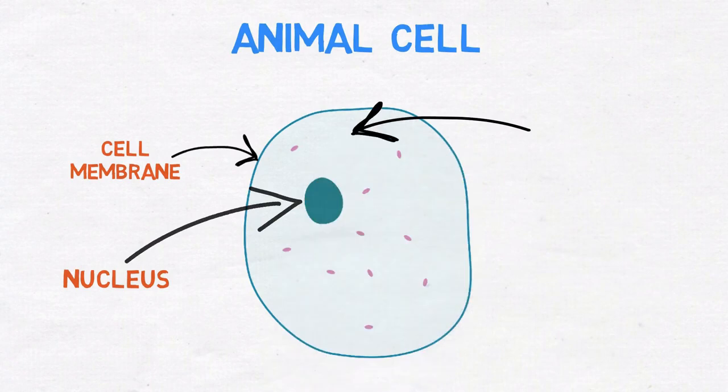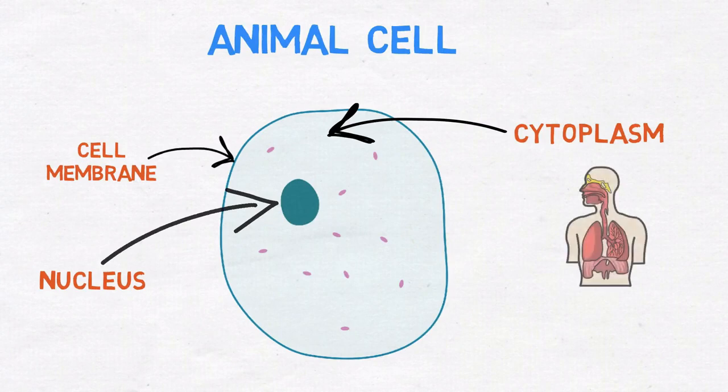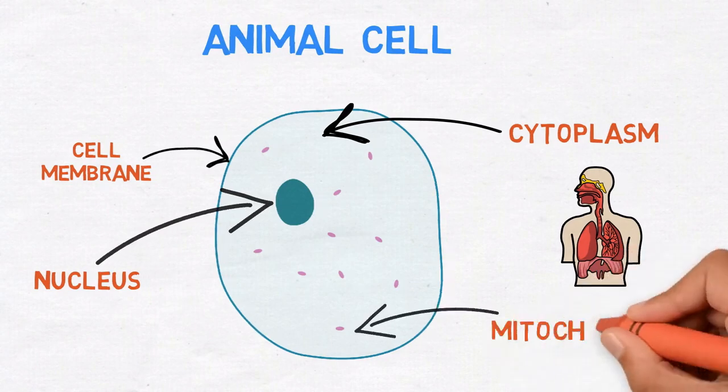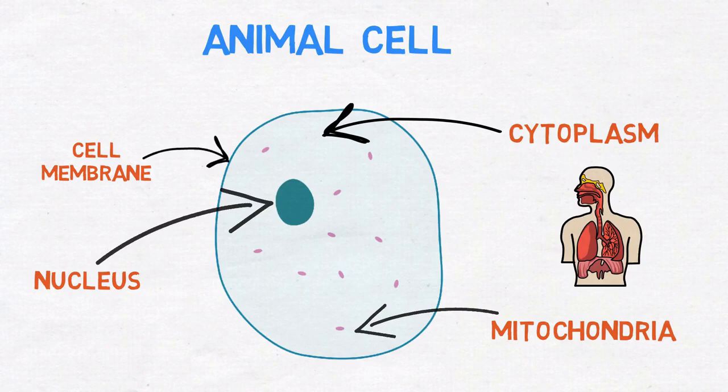The jelly-like substance surrounding the nucleus is called the cytoplasm, in which vital chemical reactions take place which allow the cell to survive. One such chemical reaction is respiration, the production of energy, that occurs at specific sites in the cytoplasm, labelled as the mitochondria.